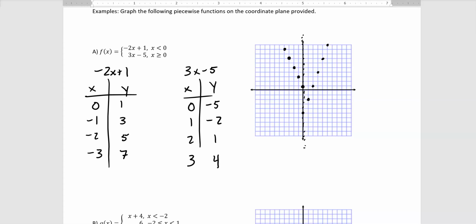Now, it's important we do that because as I've drawn it right now with 2 closed circles, this wouldn't pass the vertical line test, right? I'd have 2 outputs for 1 input. That's not the case. So -2x plus 1 is when x is strictly less than 0. So that means this value here will have the open circle. This value here will have the closed circle because that is when x is greater than or equal to 0.